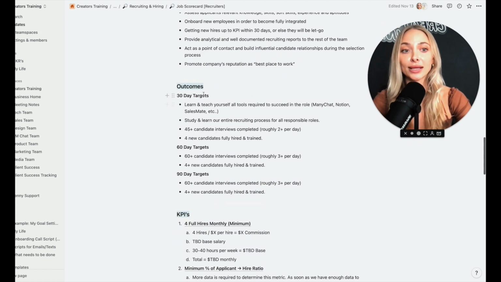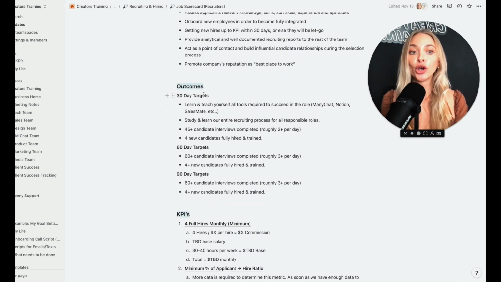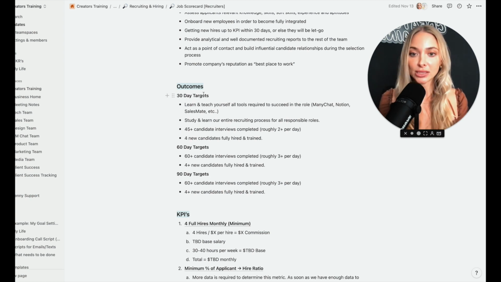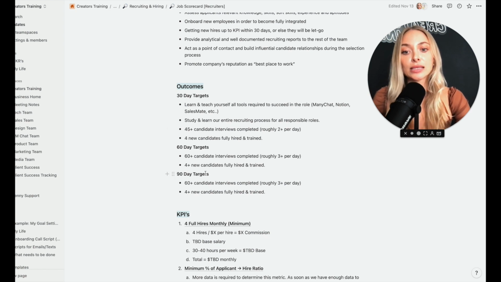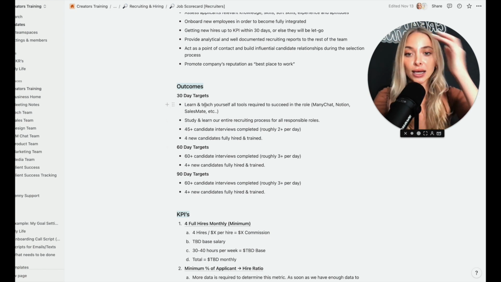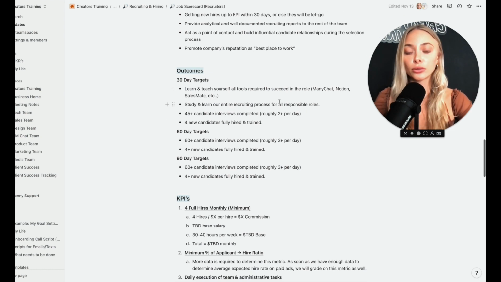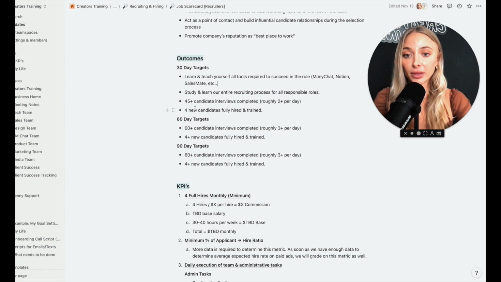The next thing you want to outline are the outcomes. So when you hire someone, you want to show them what happens in the first 30 days and what you expect from them in the first 30 days to be happy with their performance and have them succeed within your organization. You want to outline the 60-day targets and the 90-day targets. For example, the 30-day targets is learn and teach yourself all tools required to succeed in the role. ManyChat, Notion, SalesMate, etc. Study and learn our entire recruiting process for all responsible roles. Have 45 plus candidate interviews completed, roughly 2 per day. Have 4 new candidates fully hired and trained.